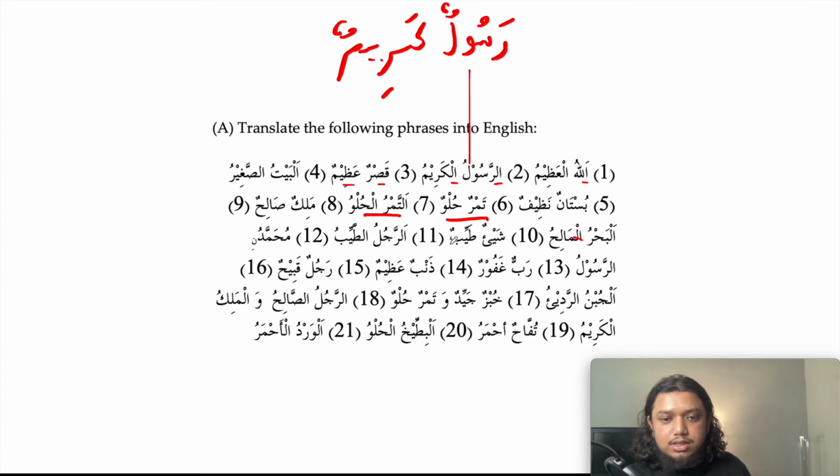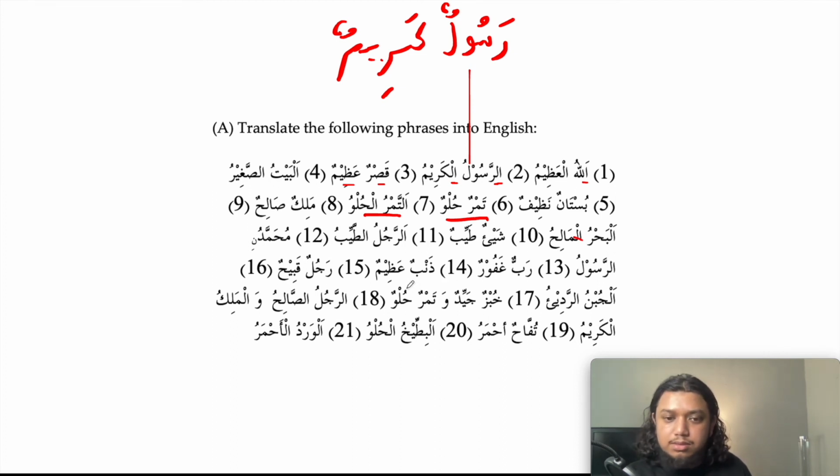Shay'un tayyib is a good thing. Ar-Rajul al-Tayyib is the good man. Muhammadun ar-Rasul, Muhammad the messenger sallallahu alayhi wasallam. Rabbun Ghafur, the forgiving Lord, meaning Allah Azza wa Jal, the forgiving Lord. We have Rabbun Ghafur, we have a forgiving Lord.